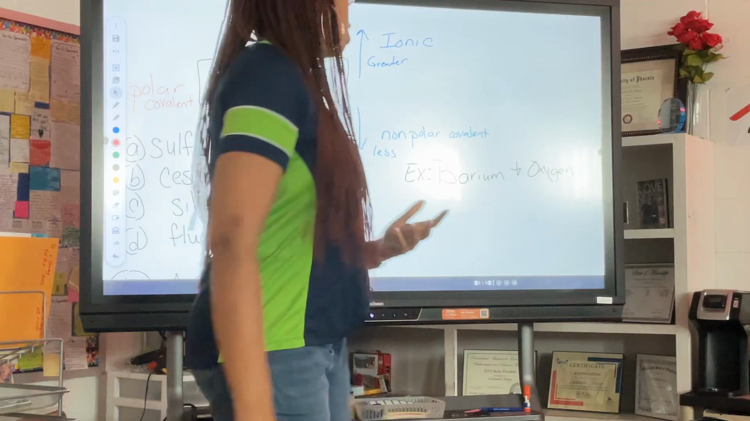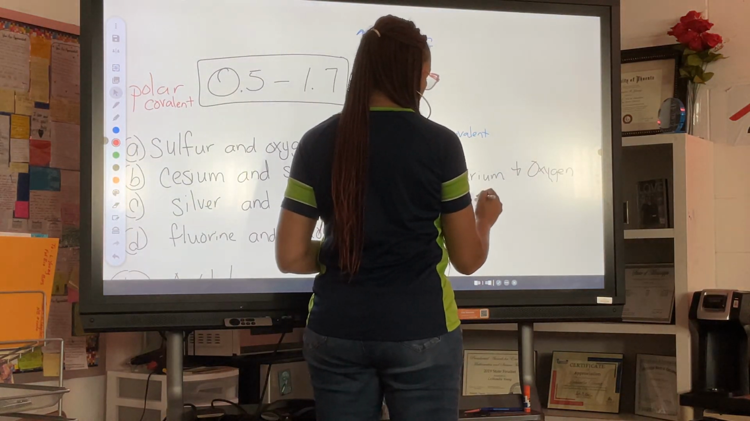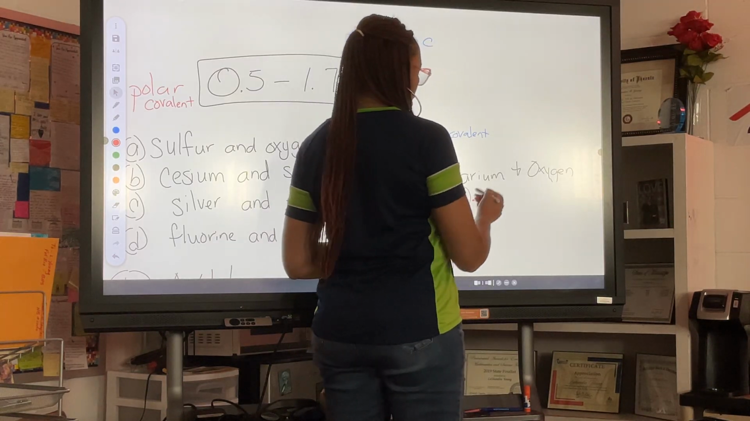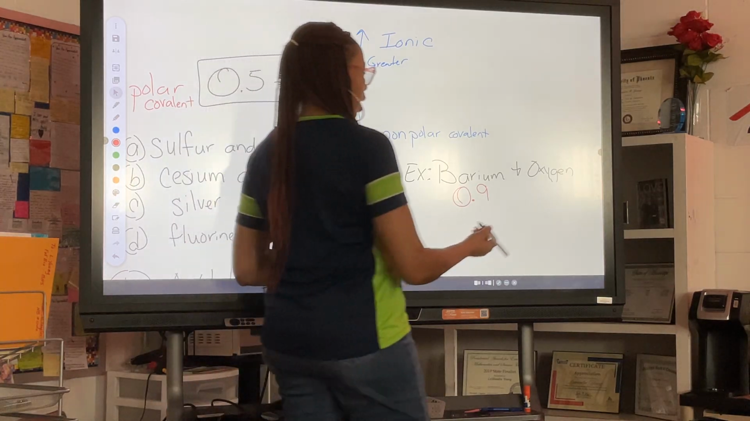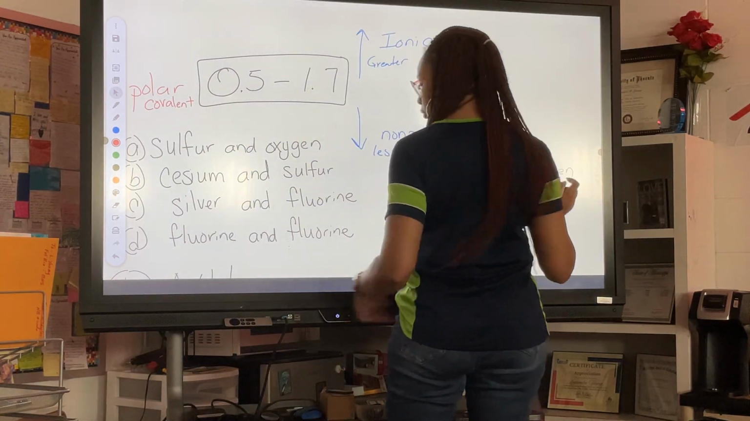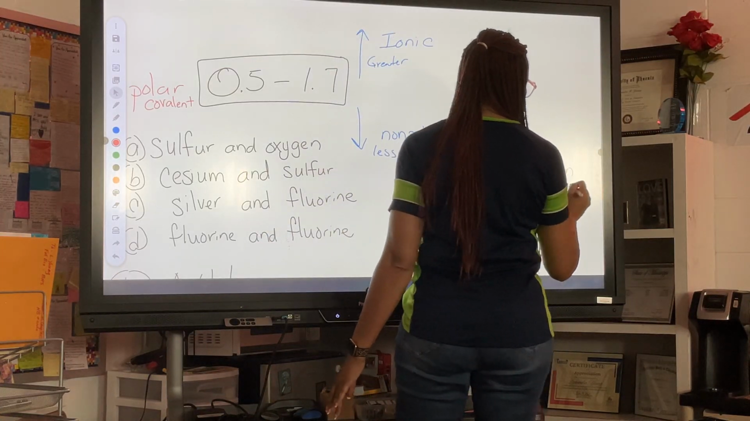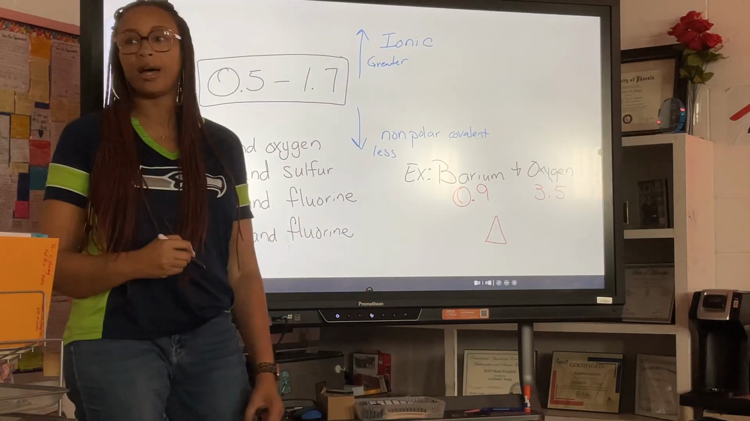Ionic. Let's prove it. What is the electronegativity value for barium? Look on the table. 0.9. What is the electronegativity value for oxygen? 3.5. What is the difference between 0.9 and 3.5?